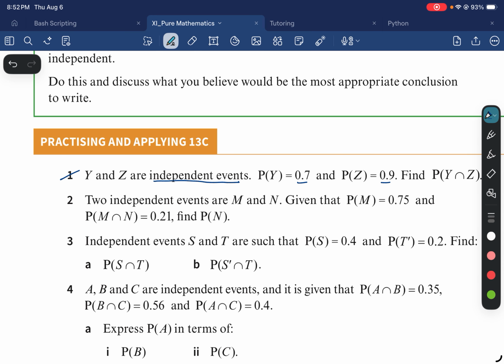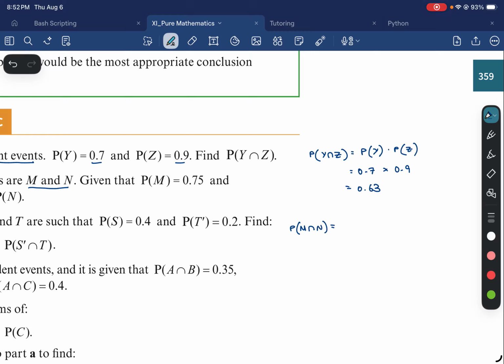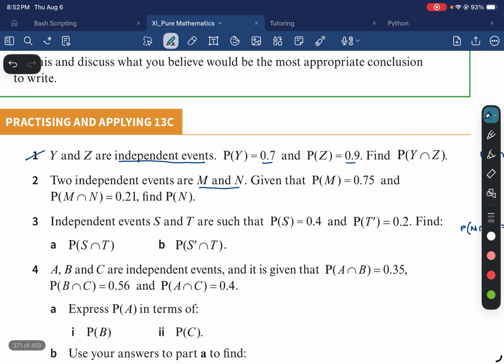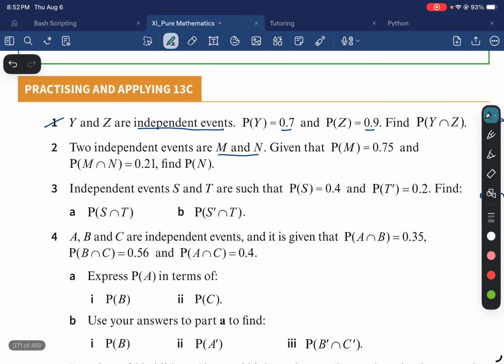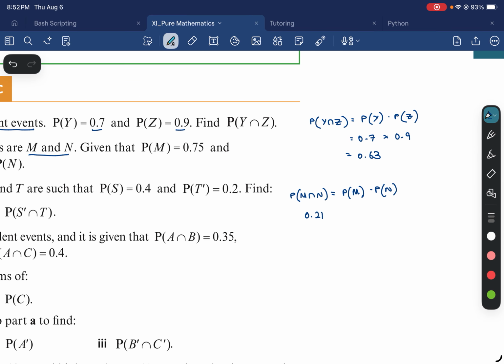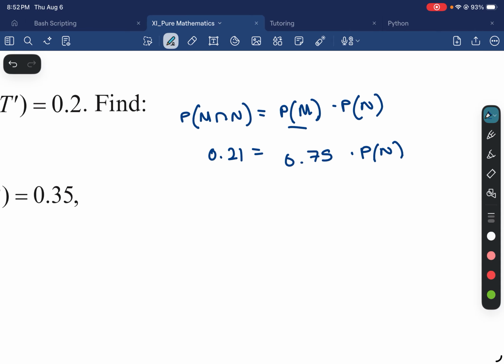Two independent events are M and N. All right, so by definition of independence, P(M and N) happening together is P(M) times P(N). So this works for independent events, remember that. So we know P(M intersect N) is 0.21. And P(M) is just 0.75. And we need to find P(N). And P(N) we can get by simply rearranging this equation. This is 0.21 divided by 0.75, which is 0.28. And we are done.